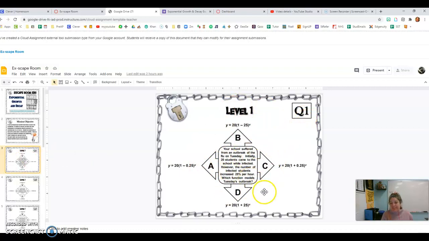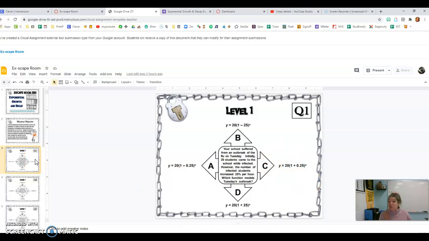So if I read this problem, it says, your school suffered from an outbreak of the flu on Tuesday. Initially, 20 students came to the school while infected. However, the number of infected students increased 25% every hour. So which function is it that models today's outbreak? Is it A, B, C, or D? Okay, so keep in mind that 20 goes in the front. That's our initial amount. They all have that. That's good. We are increasing, and so it's definitely a plus sign, so it's not A and it's not B. And then 25%, remember that needs to be in a decimal. So question number 1 is letter C, okay?